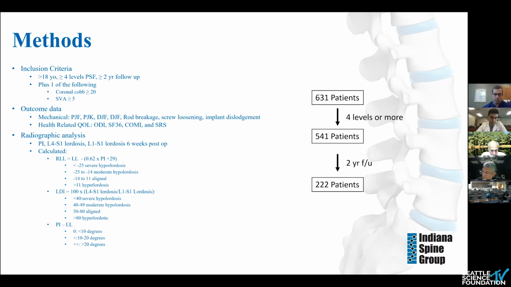LDI was done as a ratio, basically looking at the bottom segment, the L4 to S1 segment divided by the overall lumbar lordosis from L1 to S1. And then gave that essentially a percentage, and they sub-stratified these in the 4 categories here as well: severe hyperlordosis, moderate hyperlordosis, aligned, and then greater than hyperlordotic. And then the old, just pelvic incidence minus lumbar lordosis, this was quantified into 3 groups: less than 10 degrees, 10 to 20 degrees, and then greater than 20 degrees.